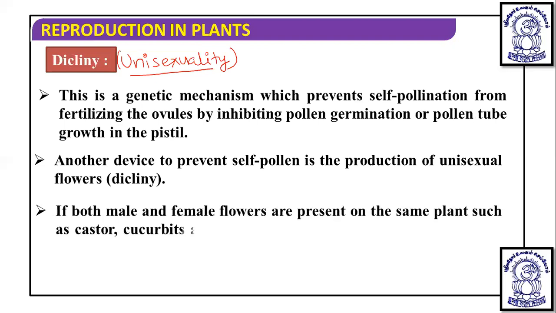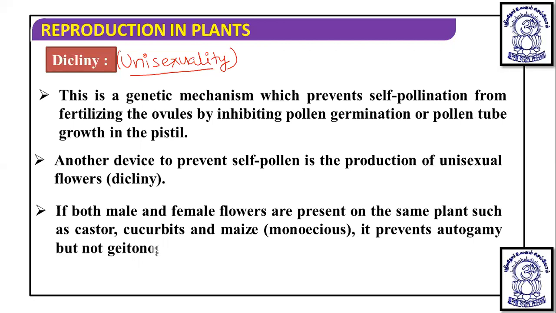So if both male and female flowers are present on the same plant, such as castor and cucurbits, see. Now what happens? Unisexual flowers in dicotyledonous plants have two conditions. Either they are monoecious or they can be dioecious. Now monoecious means what? Both the male flower and female flower are present. Unisexuality means the male flower is different, the female flower is different. The male flower has only stamen, carpel is not there. The female flower has only carpel, stamen is not there.